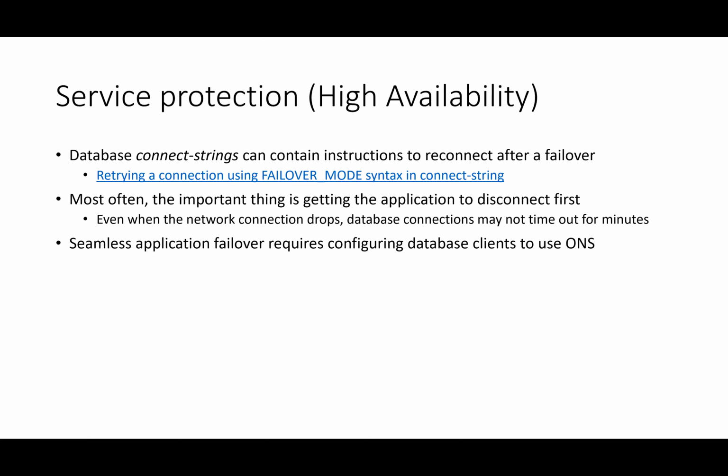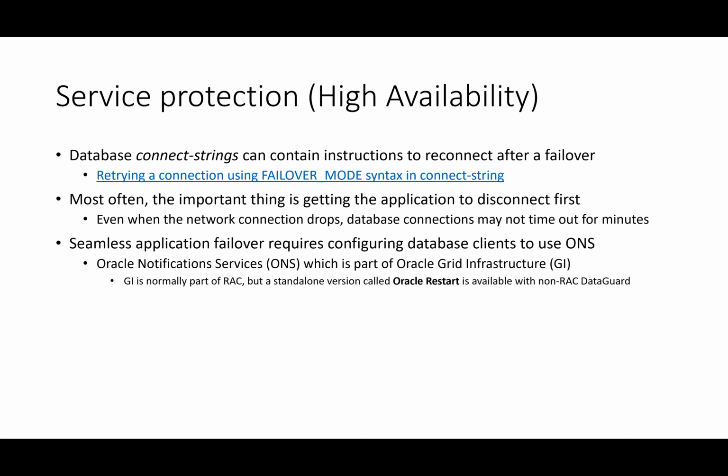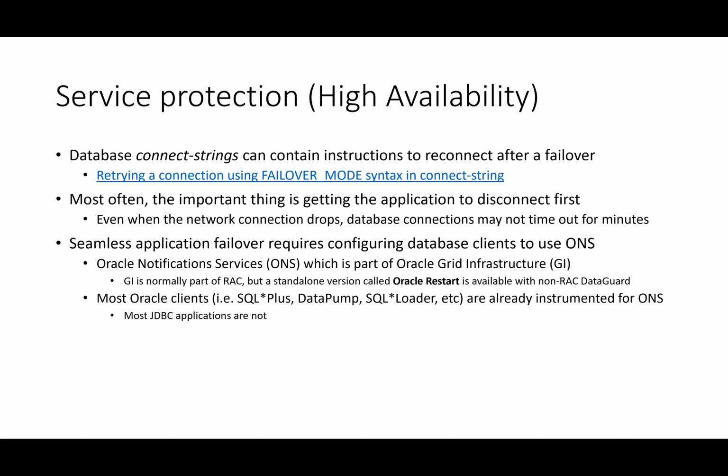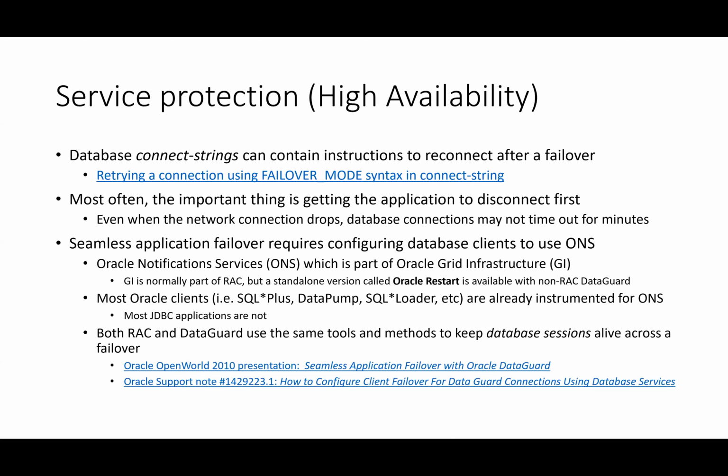So seamless application failover requires configuring database clients to use ONS, the Oracle Notification Service, which is part of the grid infrastructure. The GI, the grid infrastructure, is normally part of RAC, but there's a standalone version that we use in Azure called Oracle Restart. So it's a good idea to install Oracle Restart to get the ONS in Azure, and then instrument your Java clients with FAN and FCF. FAN for Fast Application Notification, and FCF for Fast Connection Failover.